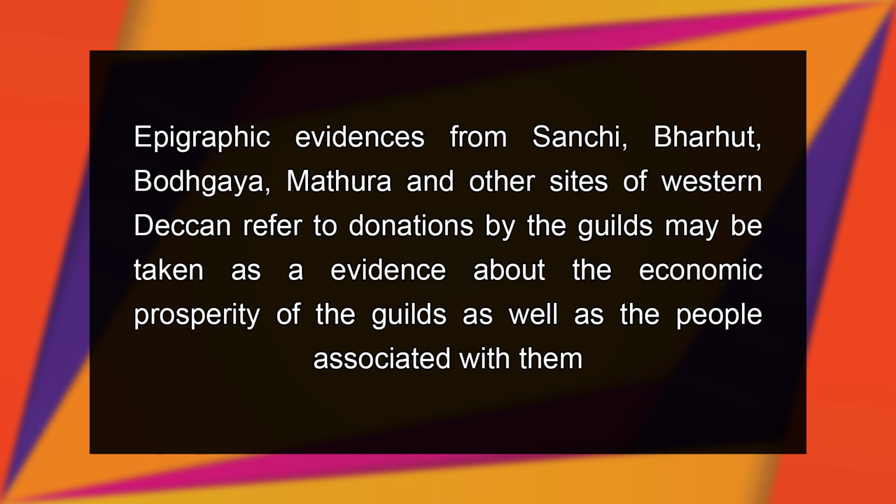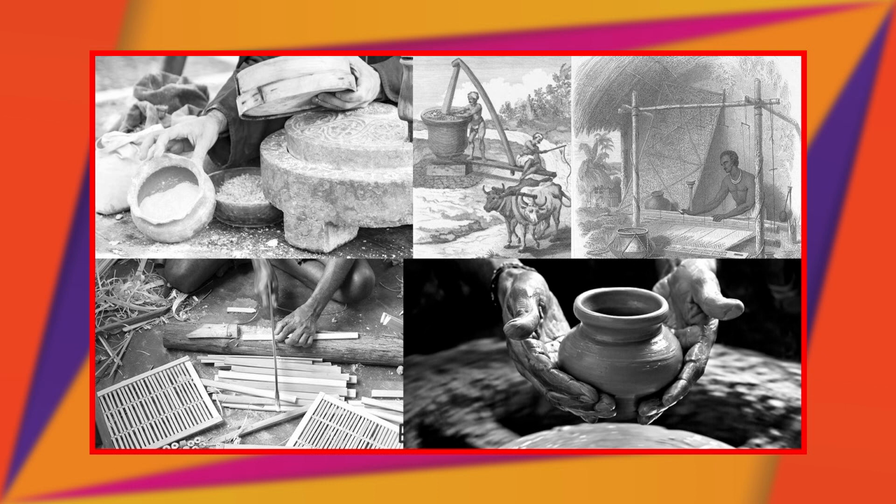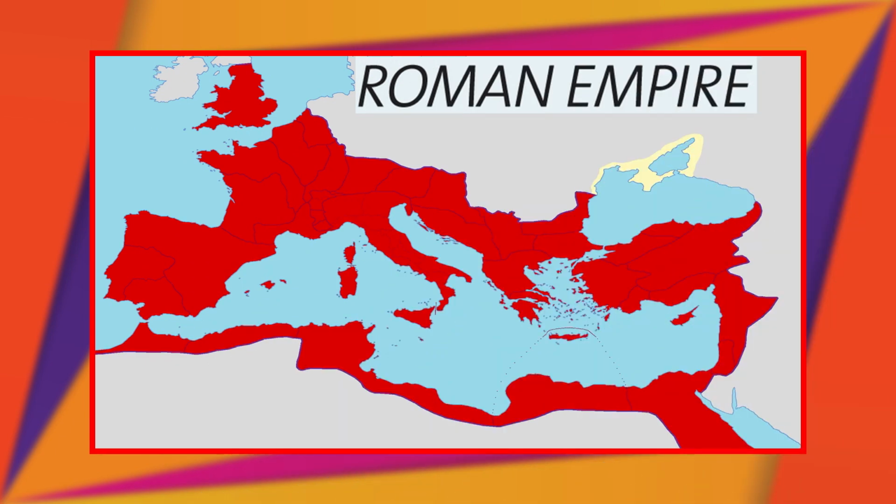The epigraphic evidence from Sanchi, Bharhut, Bodh Gaya, Mathura, and other sites of the western Deccan refers to donations by the guilds, which may be taken as evidence of the economic prosperity of the guilds as well as the people associated with them. The frequent mention of guilds of flour makers, weavers, oil millers, potters, corn dealers, bamboo workers, etc., speaks about their importance during the period. The period also witnessed the elucidation of the seasonality and seasonal changes in the wind direction of the southwest monsoon winds, leading to close commercial contact with the Roman Empire, which in turn gave huge profit to Indian merchants.